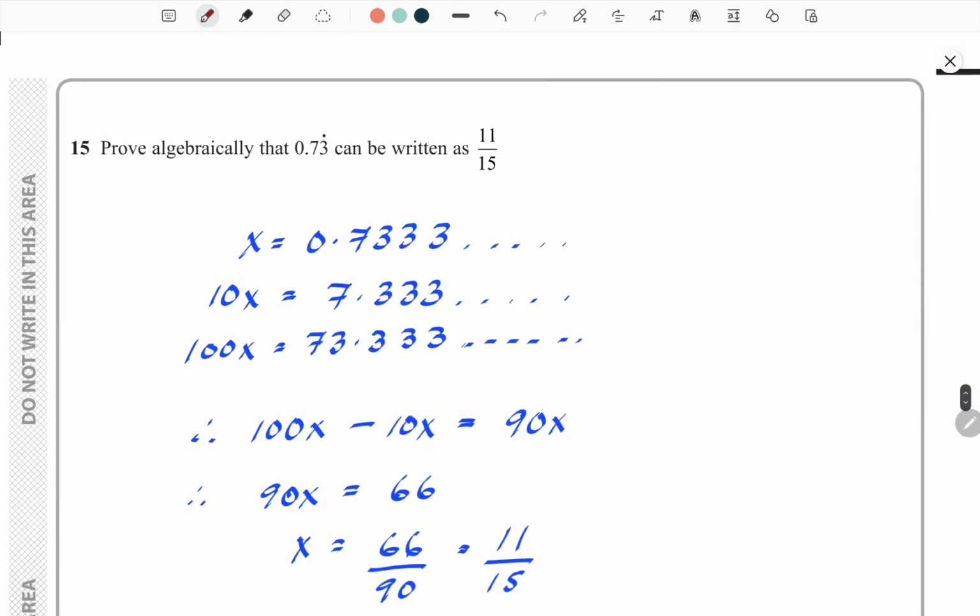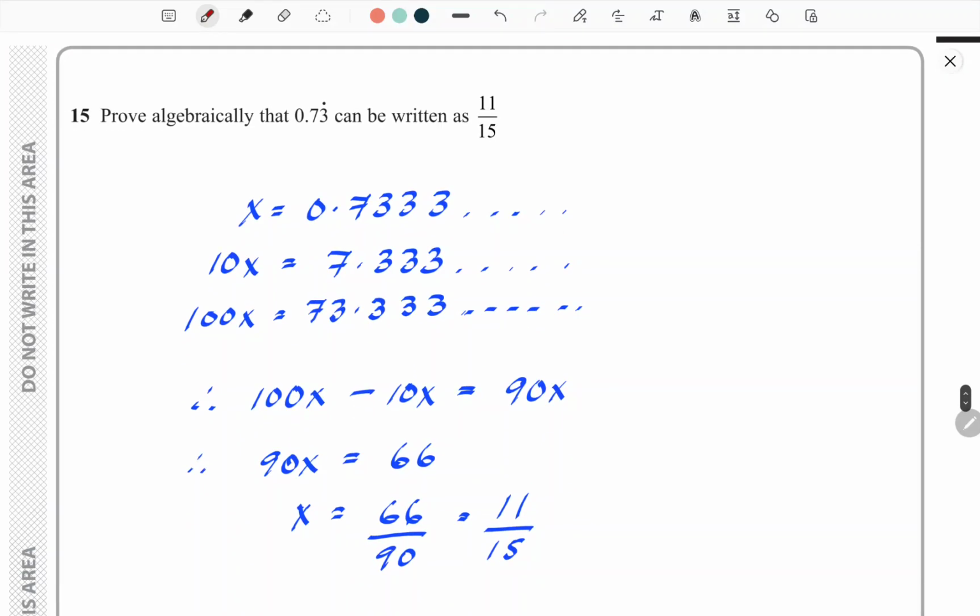Number 15, recurring decimals, converting to fractions. The trick always is to let X be the decimal you're working with, so X equals the decimal that you're working with. Multiply it so that you can have the decimal places line up with the same digits. So you've got 333, 333, etc.